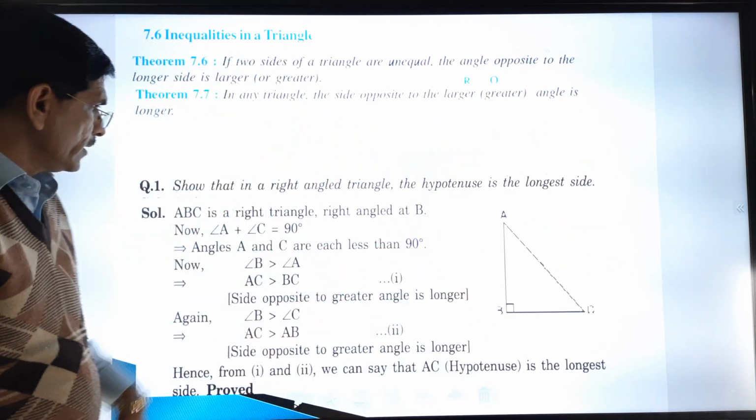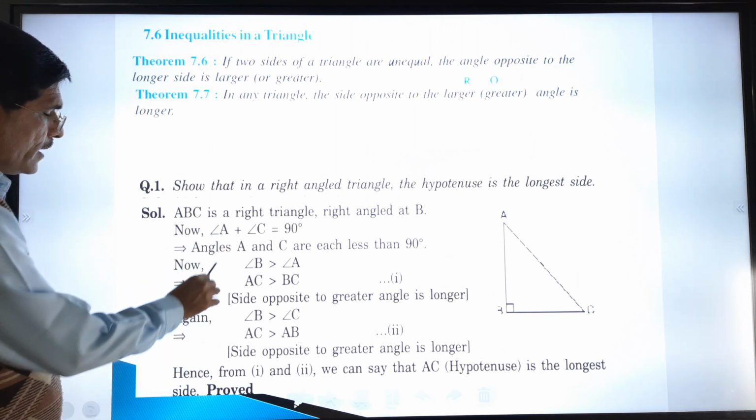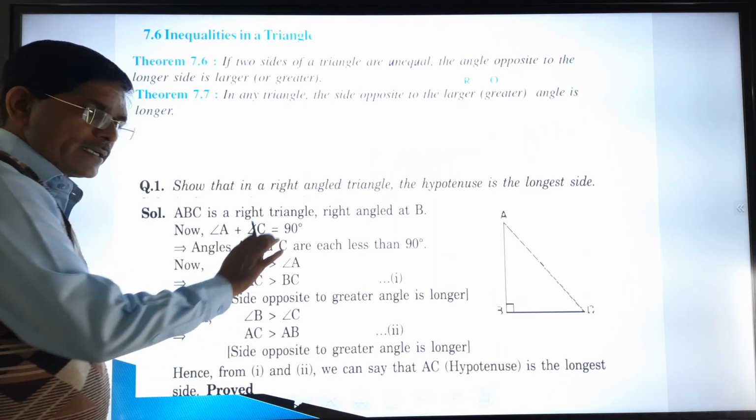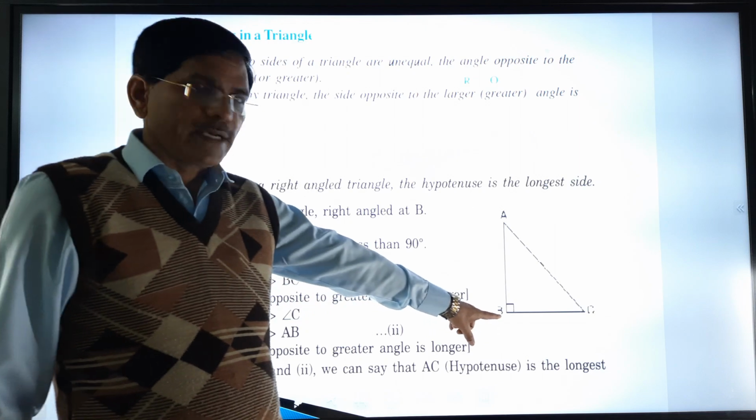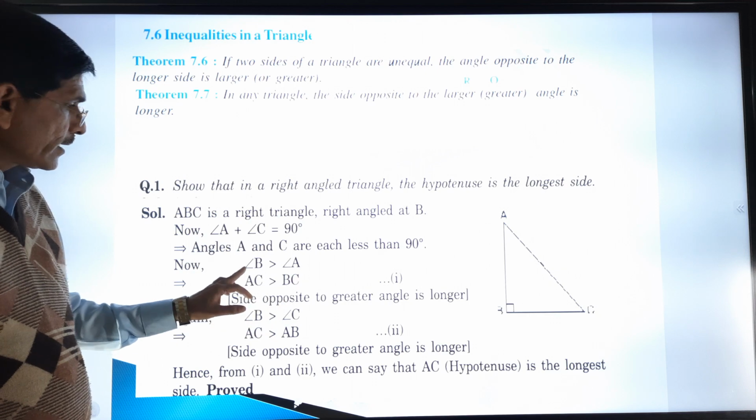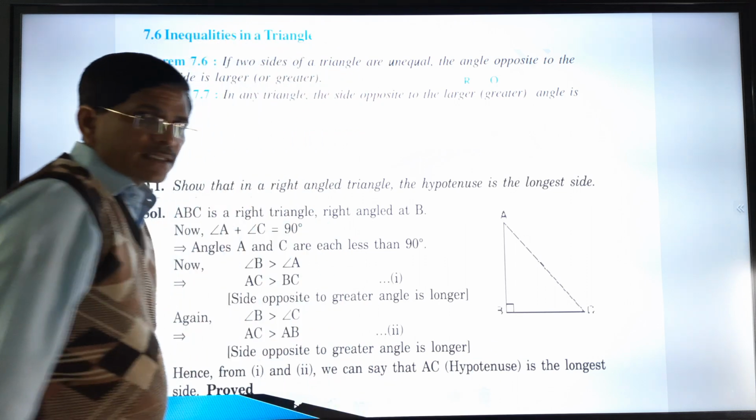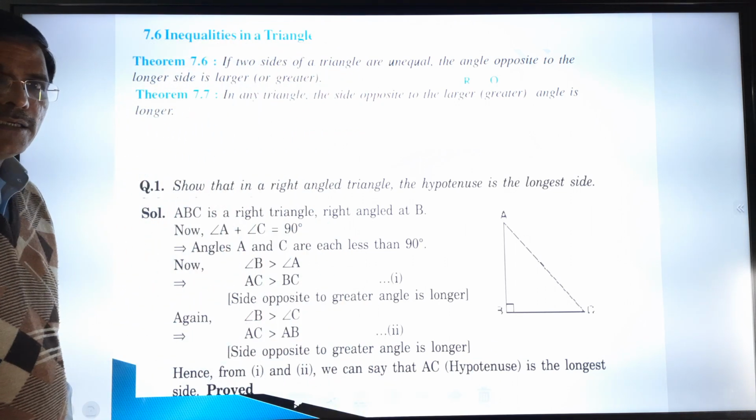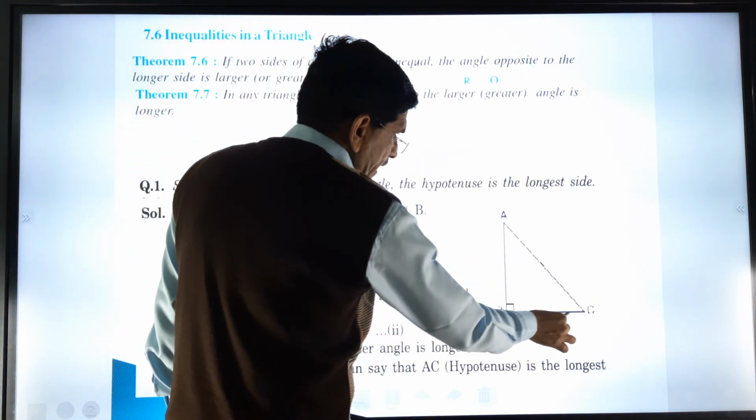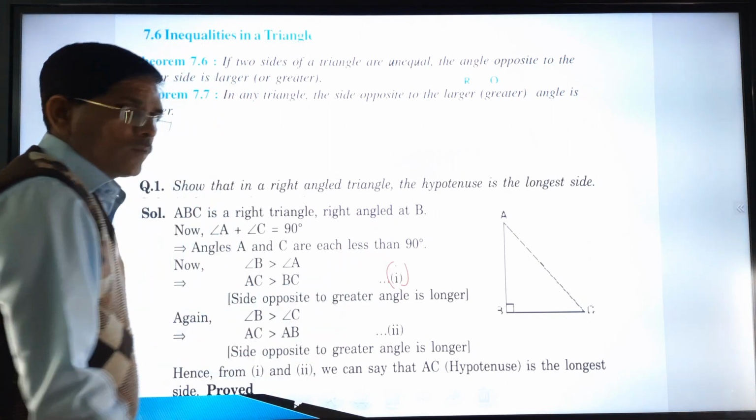Now we concentrate on the explanation. Sum of angles A plus C is equal to 90 degrees. Angle A and C are each less than 90 degrees. So angle B is greater than angle A because we know that it is 90 degrees. If an angle is greater than another angle, then the side opposite to it is longer. The side opposite angle B is AC, so AC is greater than BC. That is equation number 1.